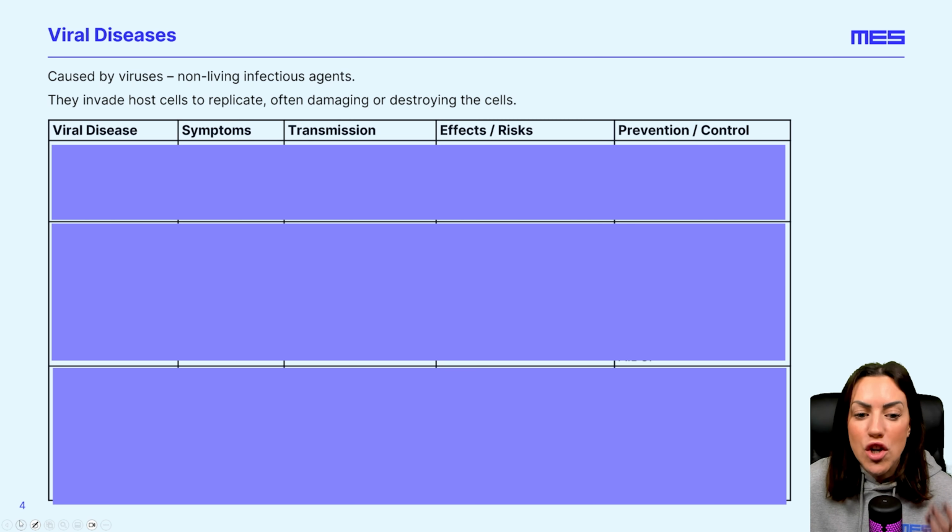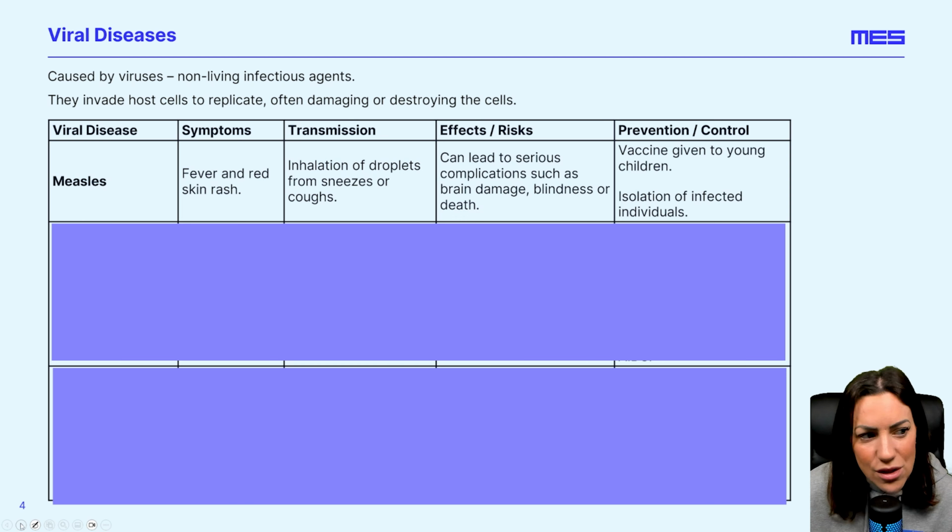Remember, we've said these are non-living and non-cellular infectious agents that are much smaller than bacteria, and they are going to invade your cells, invade host cells in order to replicate, and then burst out of the cells, damaging or destroying the cell. So the first viral disease on your specification is measles.